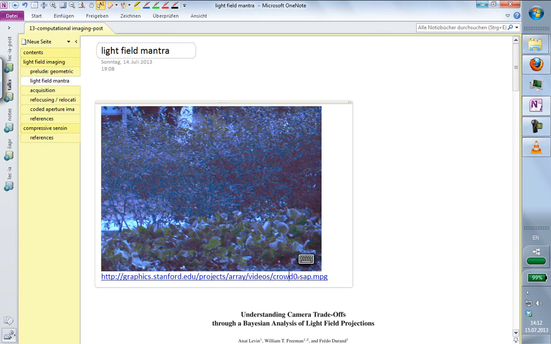There are also much more compact versions of cameras to acquire such light fields, but as I will show today, these are restricted to a much smaller range of things that you can image.